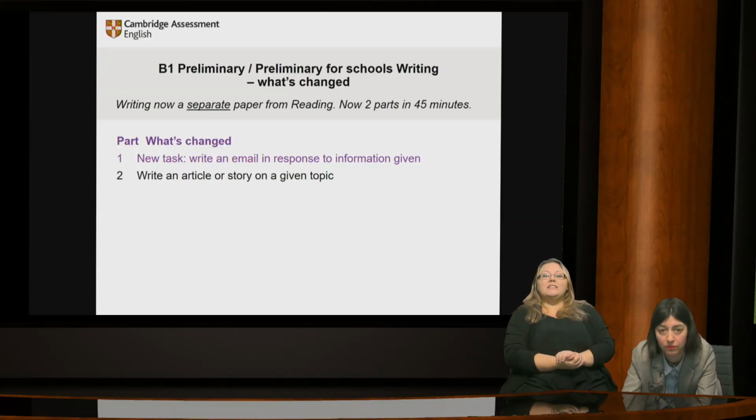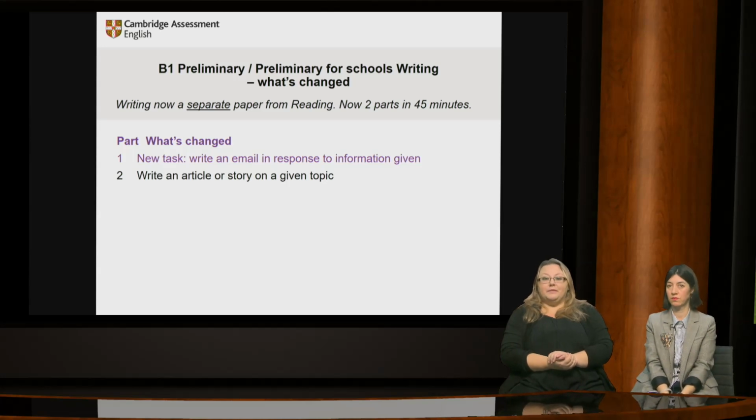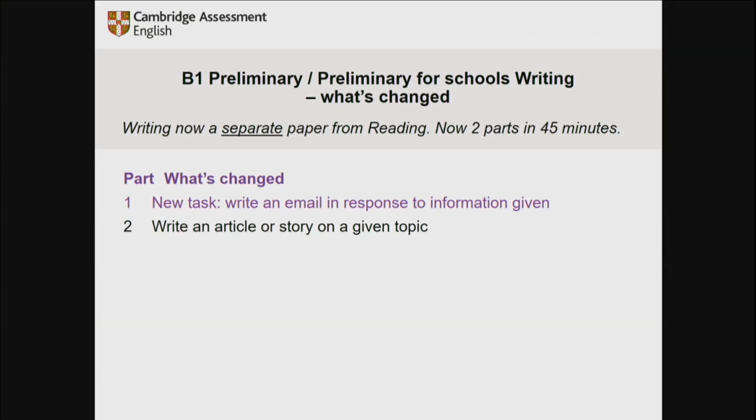So now let's take a look at B1 Preliminary writing. Writing for Preliminary is now a separate paper from the reading paper and consists of 2 parts. Part 1 is compulsory and Part 2 includes 2 options candidates have to choose from. The whole paper now takes 45 minutes. Part 1 is a new email task. We will look at an example on the next slide.